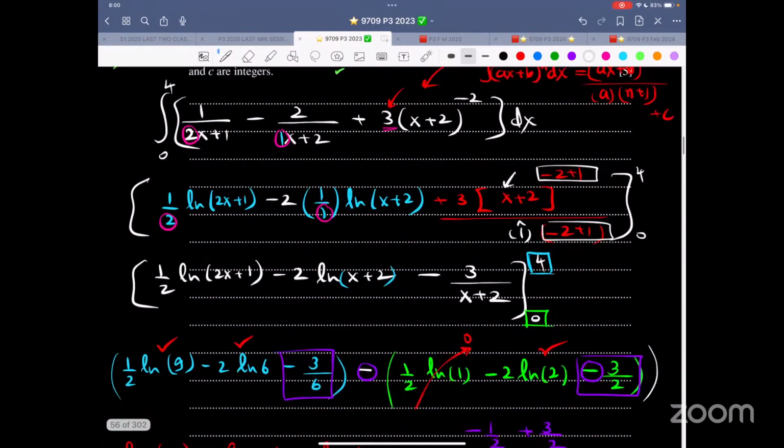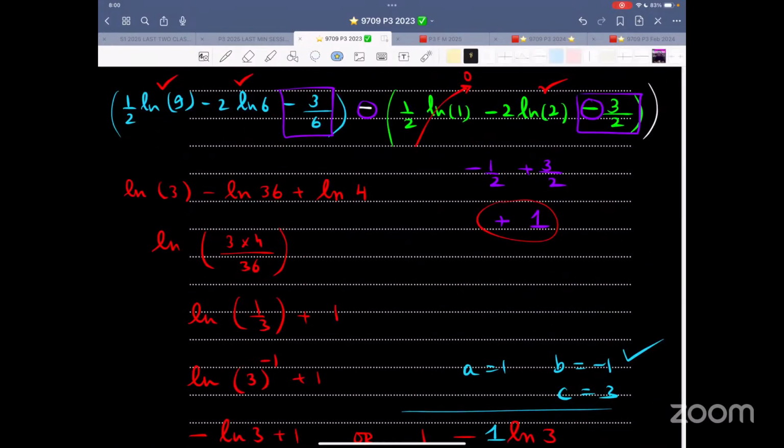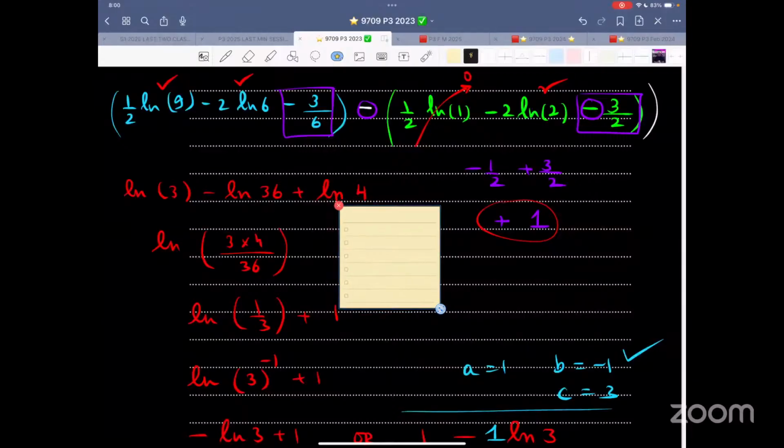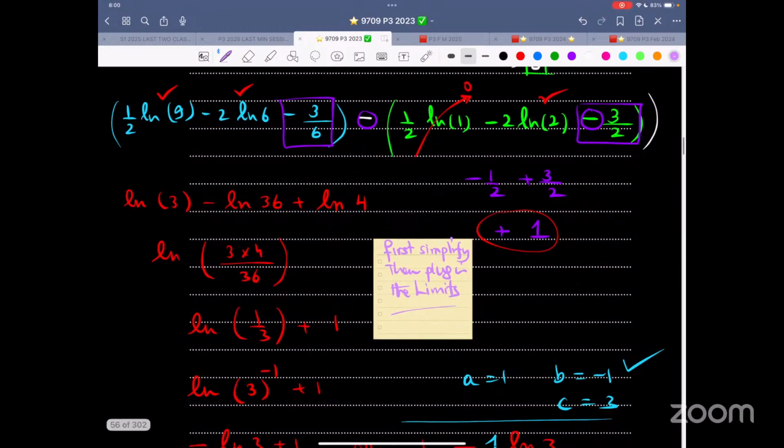So I need some space over here. Let me grab some paper. A very important detail over here is that first you simplify, then plug in the limits, because integration is all about simplification. Simplification is the name of the game.